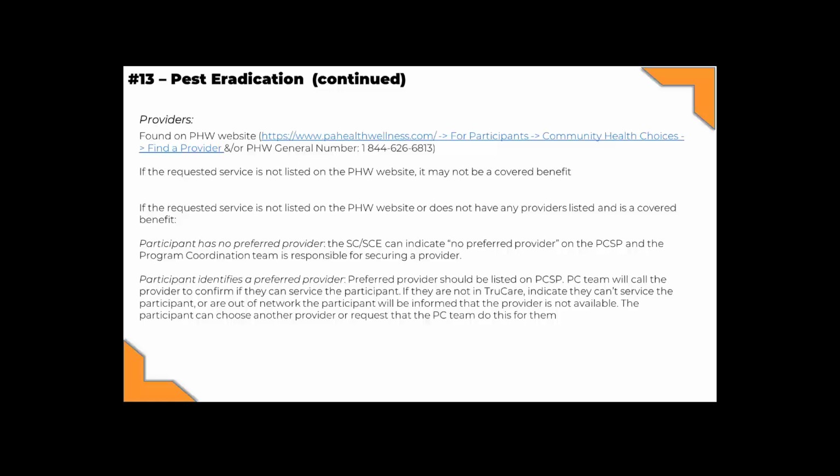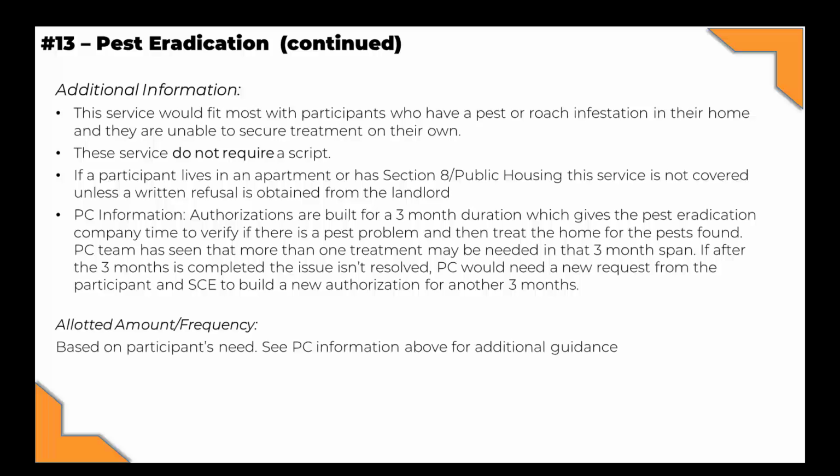A little bit more information about pest eradication. This is information about how to fill out the PCSP, depending on if the participant has a preferred provider or does not have a preferred provider. Additional information, just a reminder, if a participant lives in an apartment or has Section 8 public housing, this service is not covered unless a written refusal is obtained from the landlord. So again, we have a little bit more of the PC information there, which you can use to help understand their process on their end.